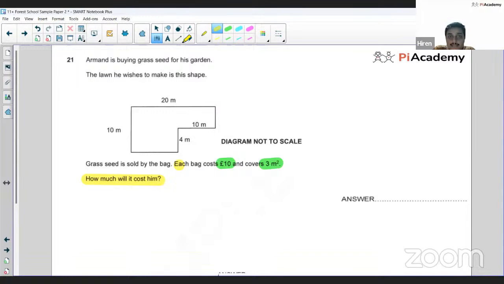Okay. Last 30 seconds, everyone. This is just an easy question. You have to figure out how much the area is, and then accordingly you can figure out how much cost will be required to buy these seats.